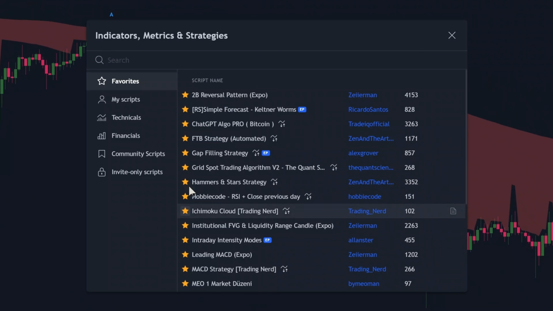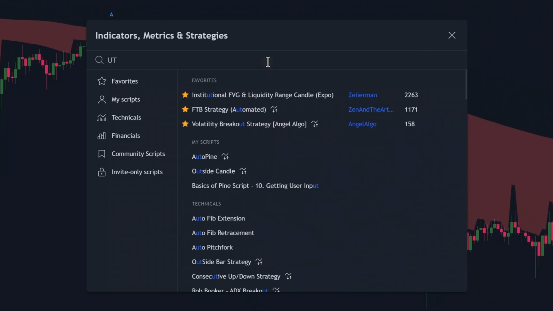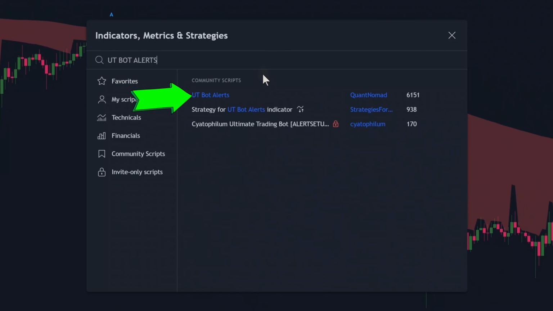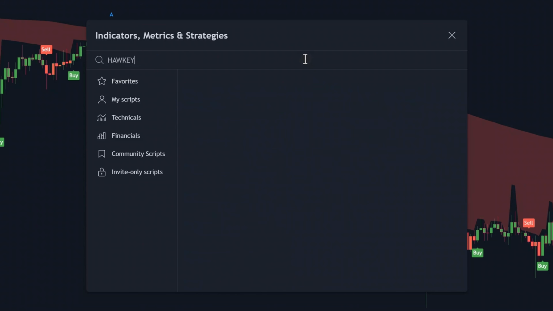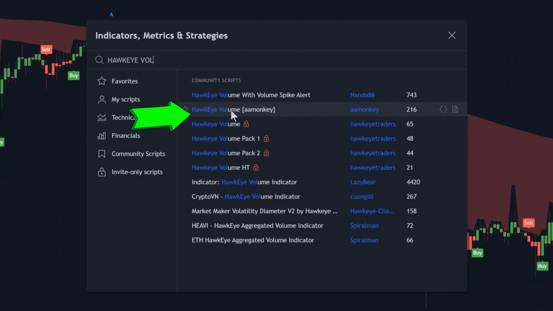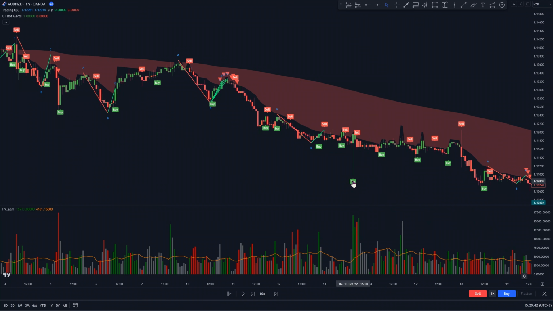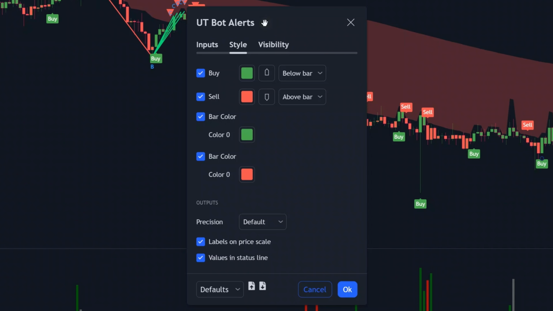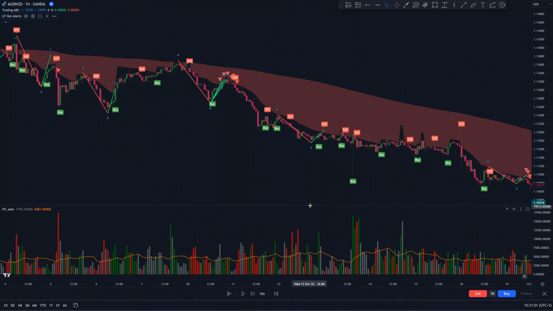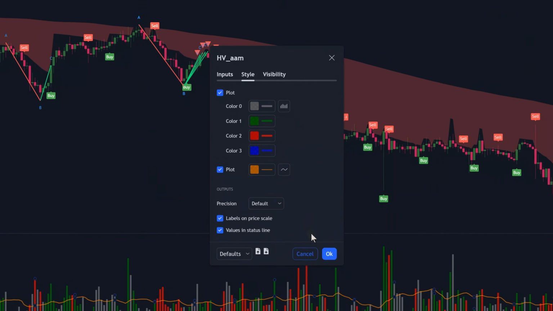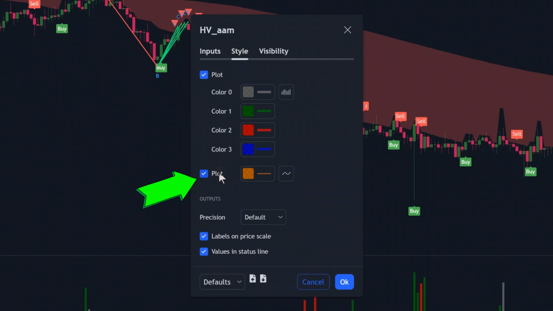On the indicator search tab, type in UT bot alerts. Select this one by Quant Nomad. Then type in Hawkeye volume, this one by AA Monkey. Double-click on the UT bot alerts indicator to access the settings panel. On the style tab, disable these two bar color options. Click OK. Next, double-click on the Hawkeye volume. On the style tab, change the plot color to white, and then click OK.